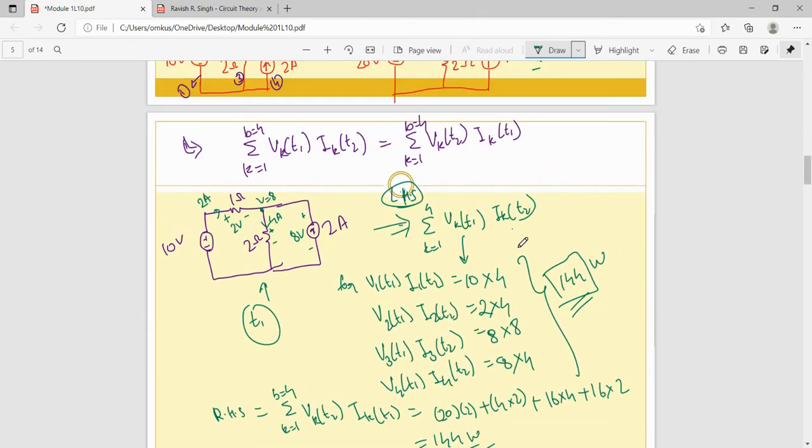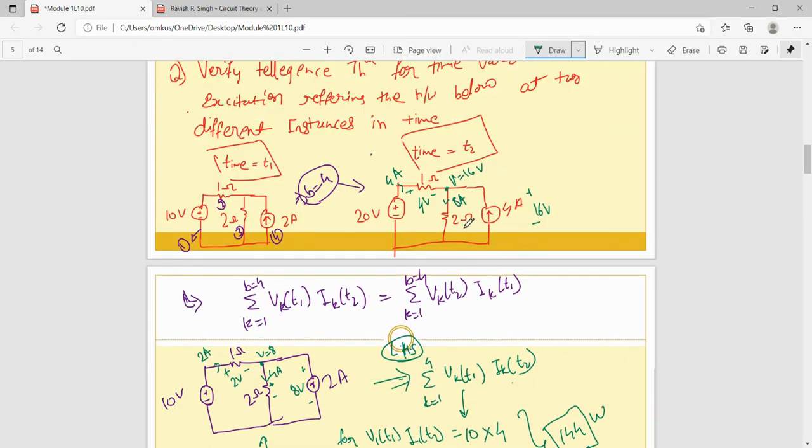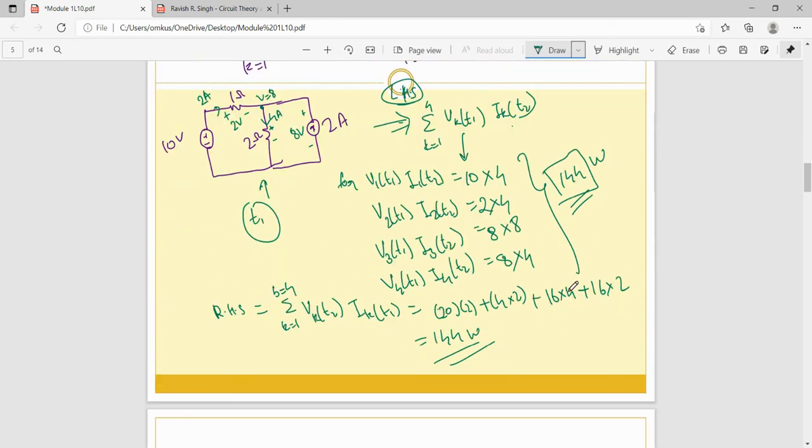Now see, in the third branch, how much voltage drop was there here? Now see, this is potential 16 volt. So this is 16 volt for both the branches. So for this branch it is 16 volt. What is the current flowing in the first circuit from this 2 ohm resistance? It is 4 ampere. So 16 into 4, that's why 16 into 4.